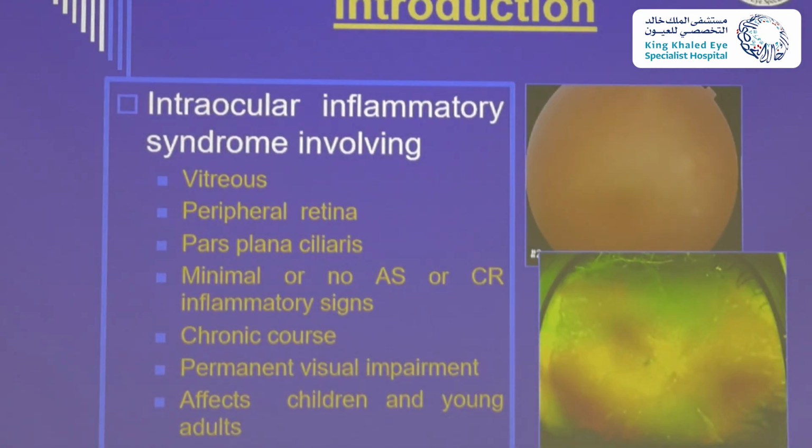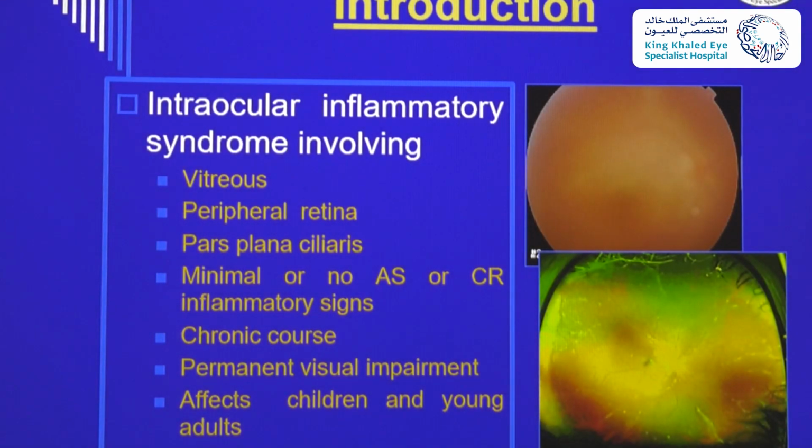So let us look at what intermediate uveitis is: an intraocular inflammatory syndrome involving the vitreous. So one component is that we cannot diagnose intermediate uveitis without vitreous involvement. Second is involving the peripheral retina and pars plana. So these are the tissues that could be involved in any patient with intermediate uveitis, mainly the vitreous. Then this patient might present with minimal or no anterior segment or chorioretinal inflammatory signs. So this is what's common.